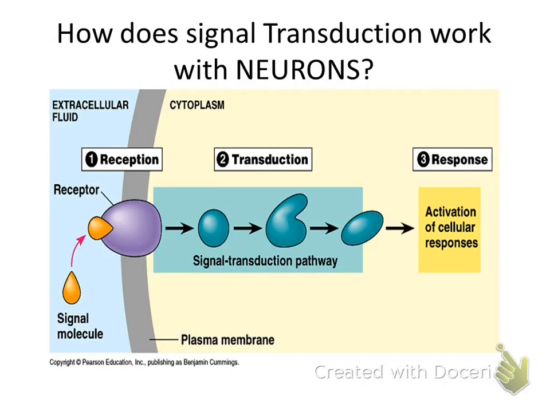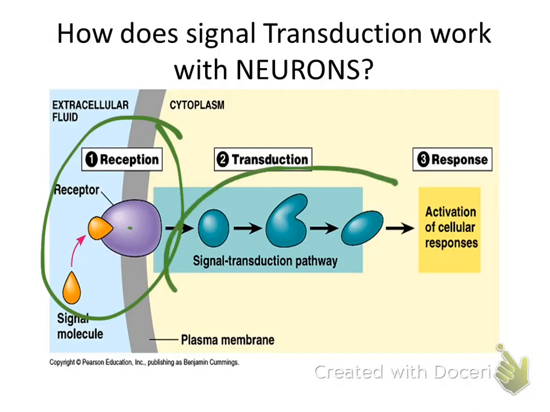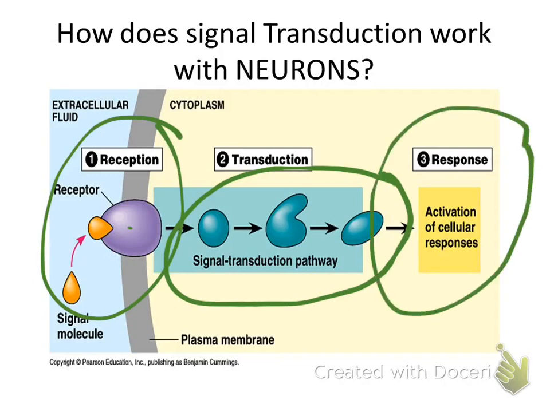Okay, so how does signal transduction work with neurons? You know the steps to signal transduction, and they are reception. You should know this easy. Reception is when the ligand binds and the protein receptor or the G protein changes shape. Transduction is where the message is converted on the inside of the cell. And then the response is where a cellular response occurs, such as protein synthesis or something like that.